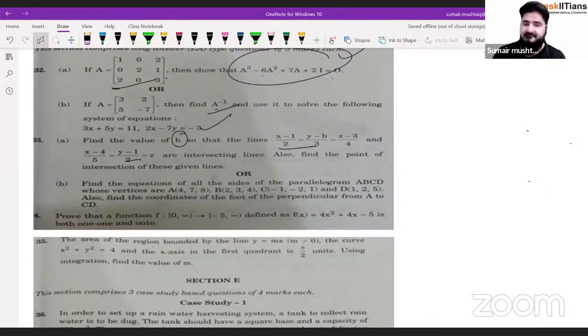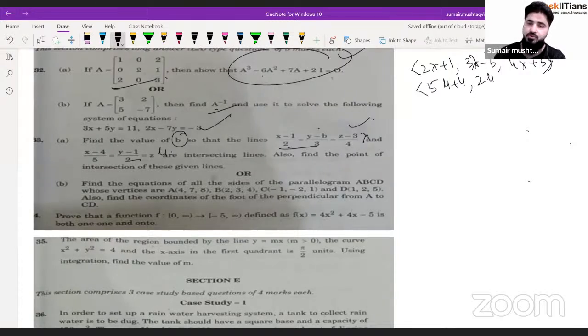See, I can put this equal to lambda and this equal to mu, isn't it? Now the coordinates are: x is 2 lambda plus 1, y is 3 lambda minus b, and the third one I will get 4 lambda plus 3. This is one coordinate for x, y, and z. For the other line, if I take mu, this is 5 mu plus 4, this is 2 mu plus 1, and this is mu only.